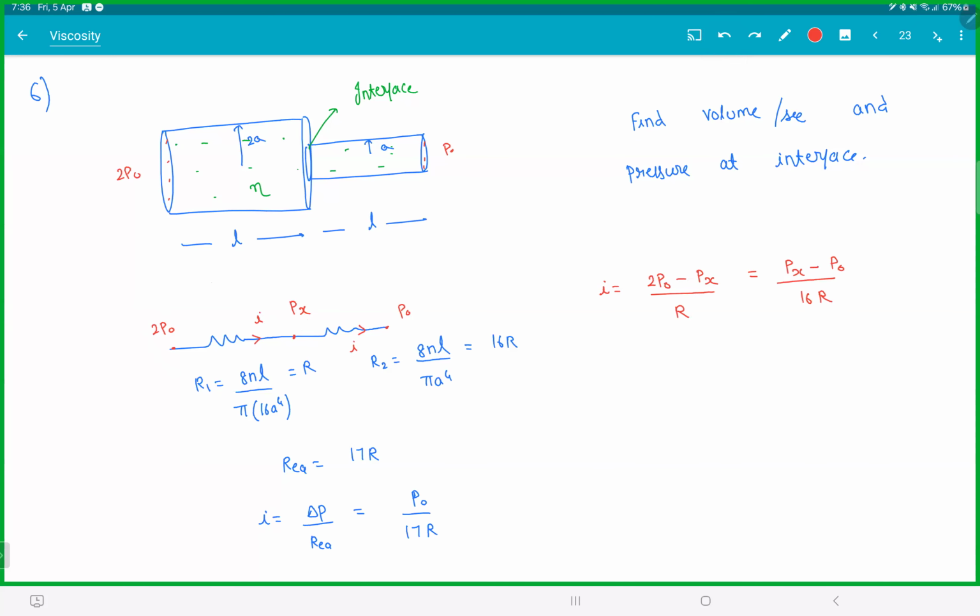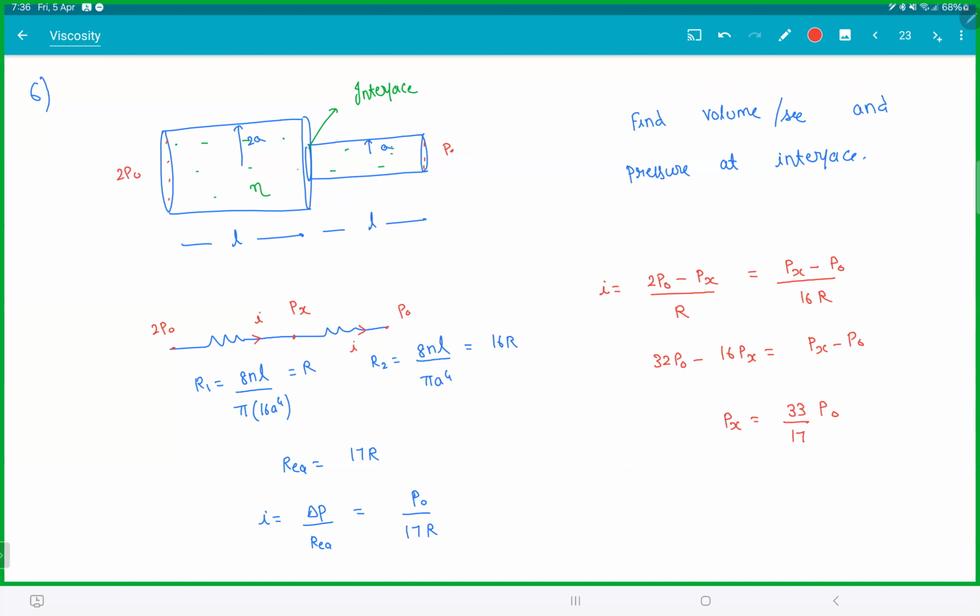Simplify this, R will cancel. Since anyway I want a ratio only, the exact value of R won't matter. 2P naught minus Px, cross multiply: 32P naught minus 16Px is Px minus P naught. So Px will be 33 by 17 P naught.